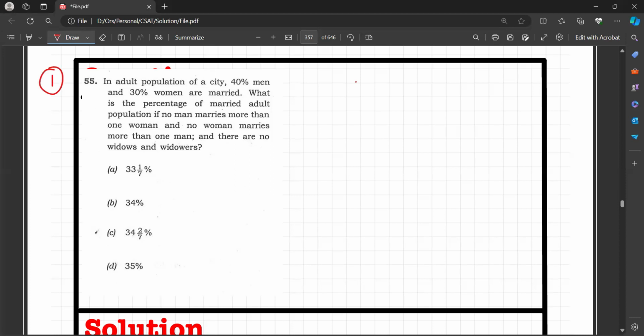In the adult population of a city, 40% of the men and 30% of the women are married. That means these two are equal. No man marries more than one woman and no woman marries more than one man. Okay, it's all monogamous. And there are no widows and widowers. So either they are married or unmarried, right?